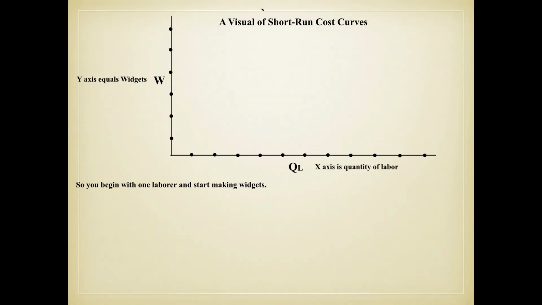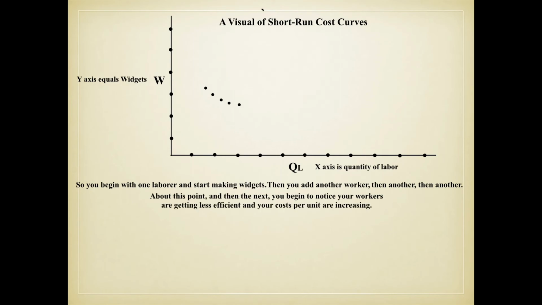So you begin with one laborer and you start making widgets. Then you add another worker, then another, then another, and another. About this point and the next, you begin to notice your workers are getting less efficient and your costs are increasing. What are you going to do if you want to produce more and do so efficiently?